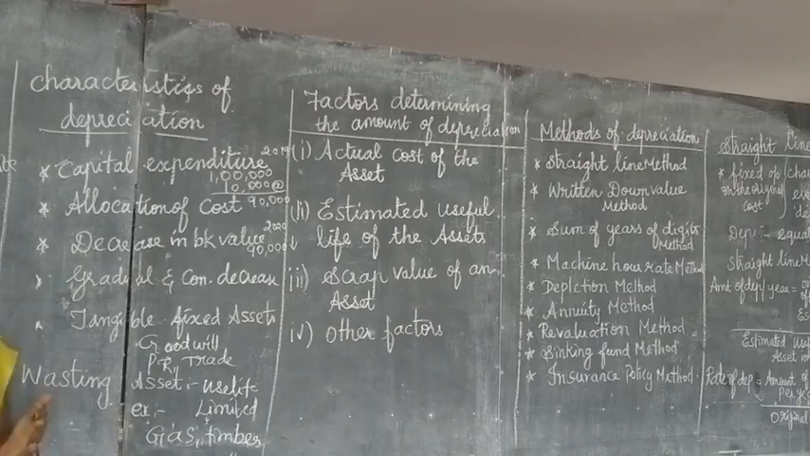Residual value means the asset has no value after being used for a long period. So during the period of depreciation, the asset is called a wasting asset. For example, natural resources such as gas and timber are all called wasting assets. What will happen? They will eventually be used up and then they have no remaining value. That is called wasting asset.